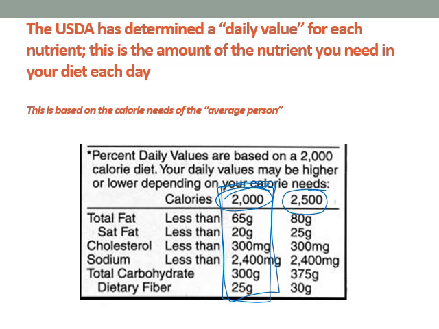So for total fat, we want less than 65 grams, saturated fat less than 20 grams, cholesterol less than 300 milligrams. So keep in mind that's milligrams, not grams. Sodium less than 2,400 milligrams, total carbohydrates less than 300 grams, and dietary fiber less than 25 grams.